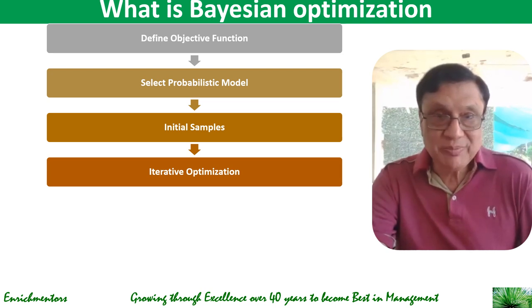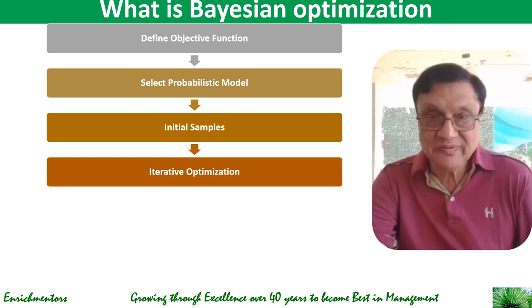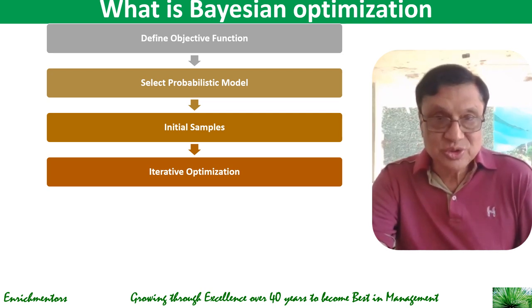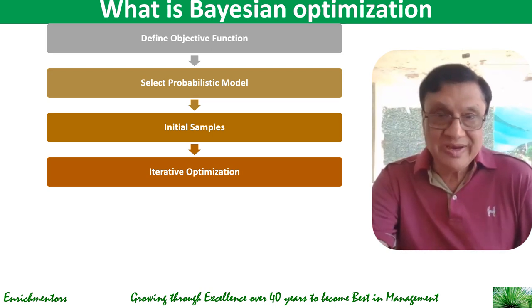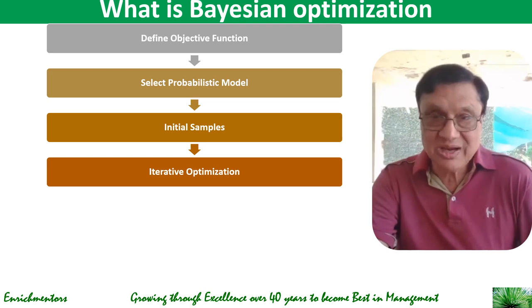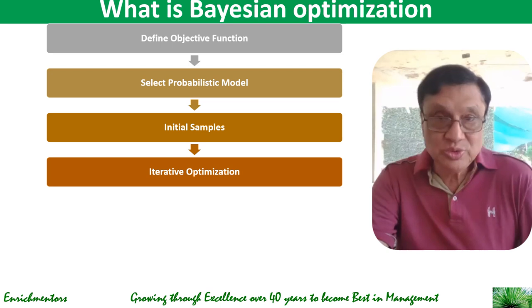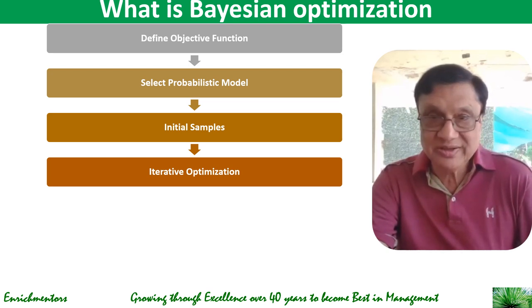You update the probabilistic model based on the observed data. Then you choose an acquisition function, also known as a utility function, that guides the selection of the next set of hyperparameters to evaluate. Then you use the acquisition function to select the next set of parameters that maximizes the expected improvement or acquisition value. Then you evaluate the objective function with the selected hyperparameters to obtain the performance metrics. And finally, you incorporate the new data, hyperparameters and performance metric, into the data set to train the probabilistic model.